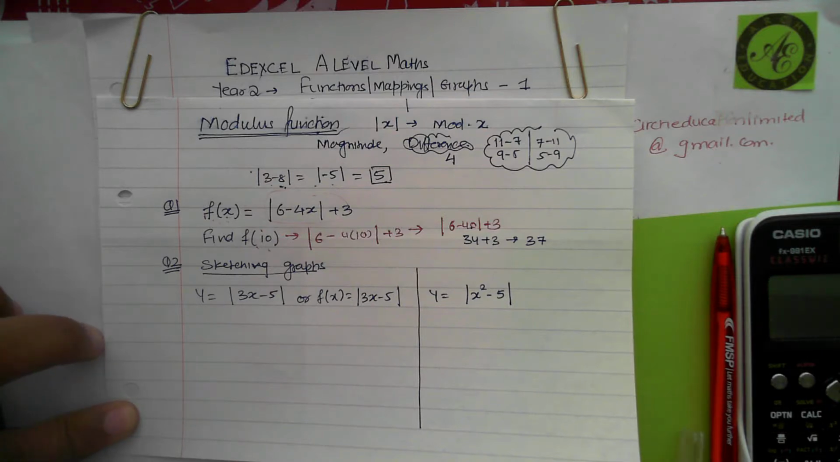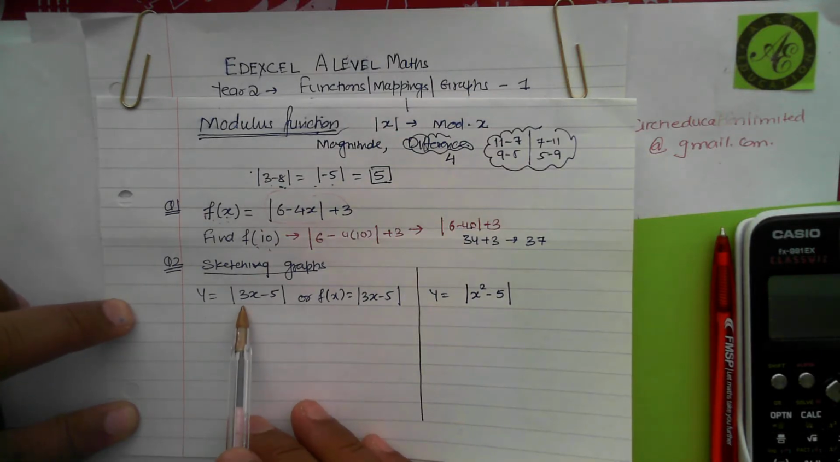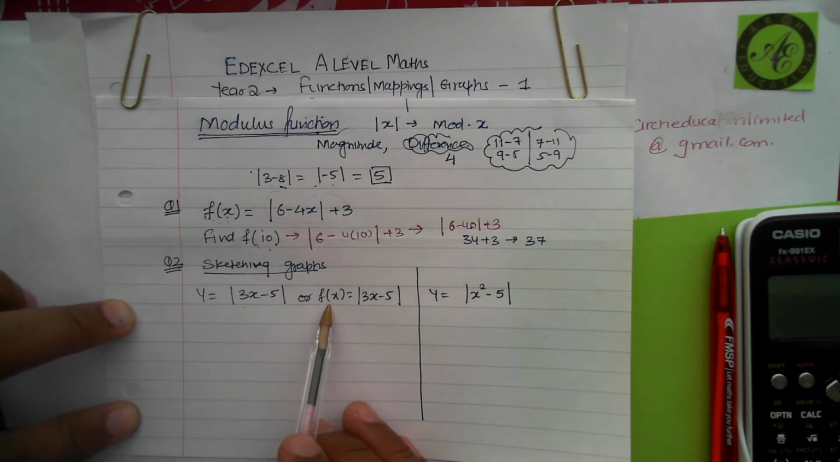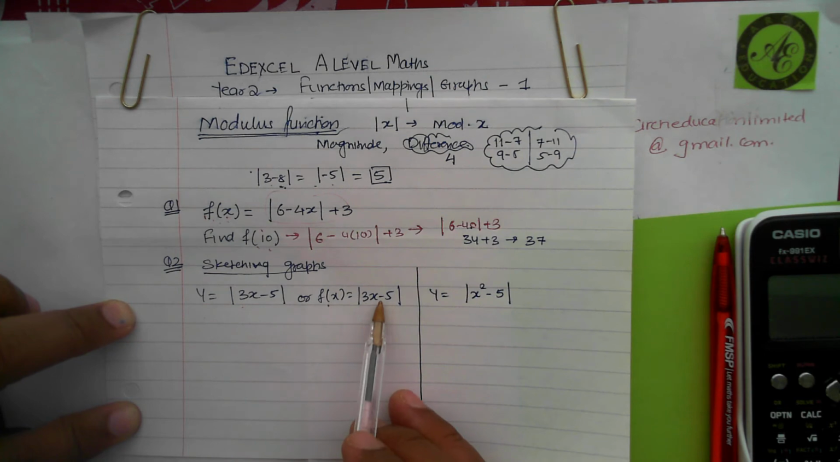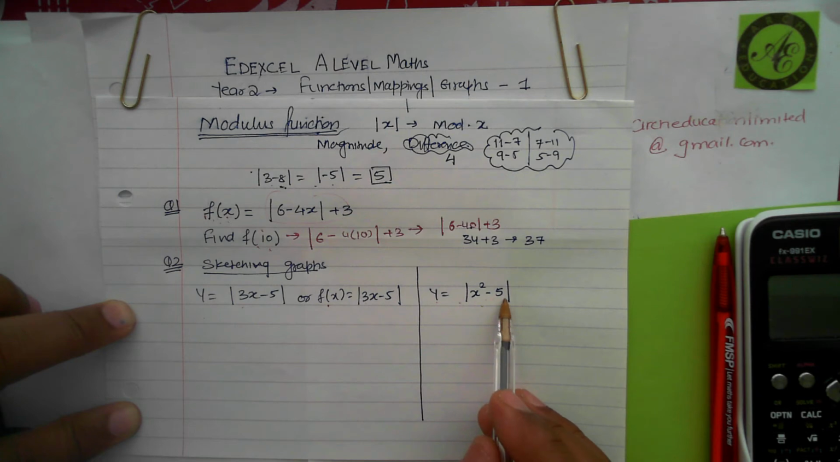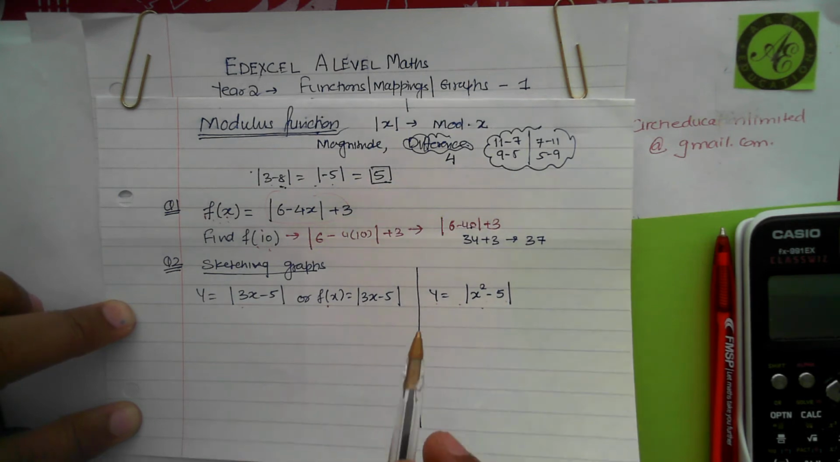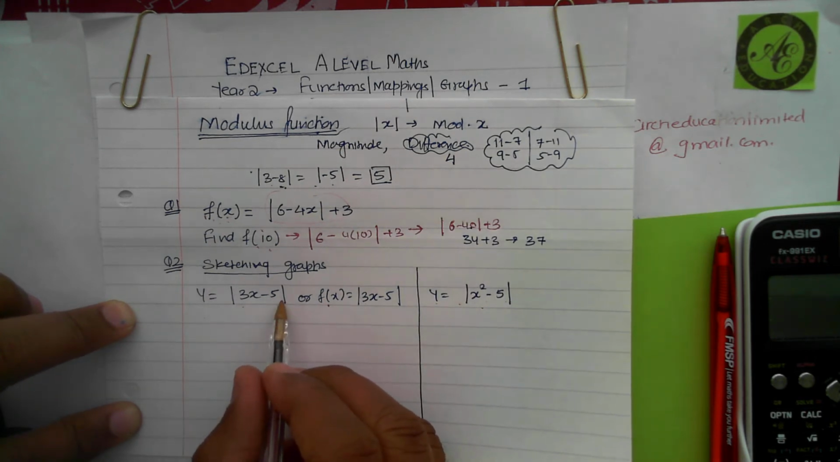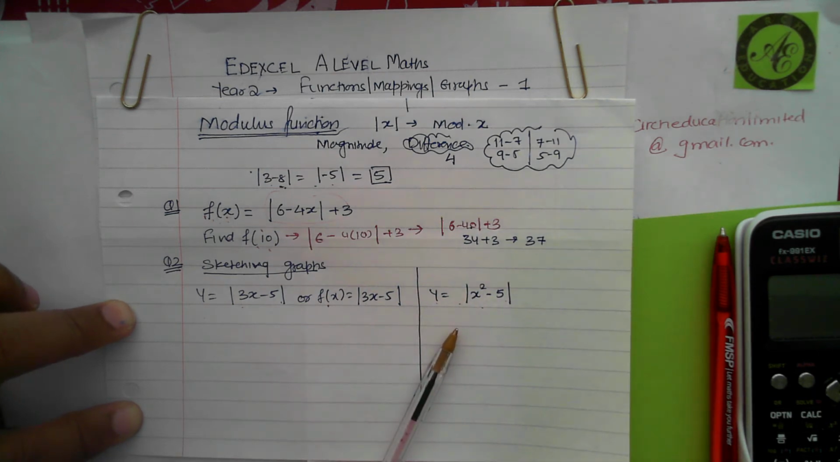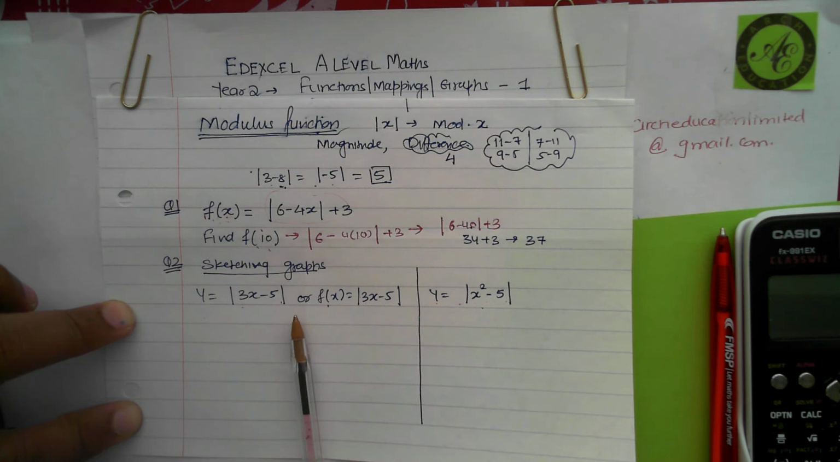What I'm going to do now is teach you how to plot the graphs of these two functions: y equals modulus of 3x minus 5, or in function notation f(x) equals modulus of 3x minus 5, and number 2, f(x) equals modulus of x squared minus 5. My advice is that you draw a graph first without the modulus at all. Then we take it from there. I'll pause the video for a minute. I would like you to draw the graphs of these two functions, considering there was no modulus given to you at all.